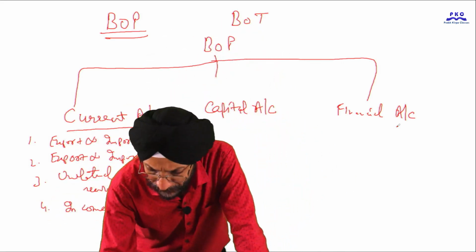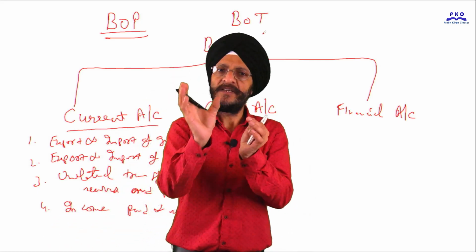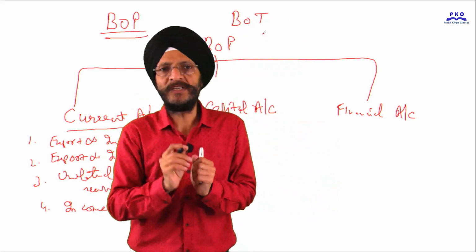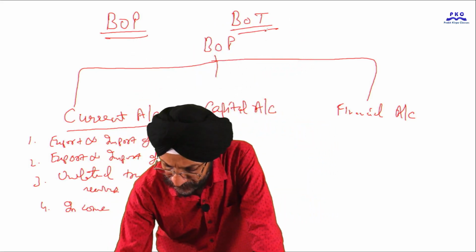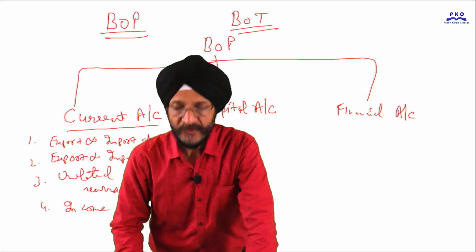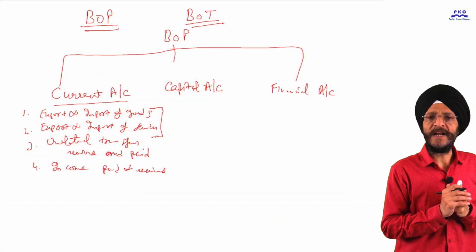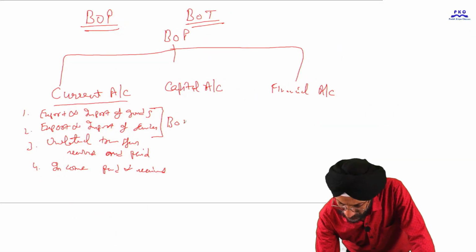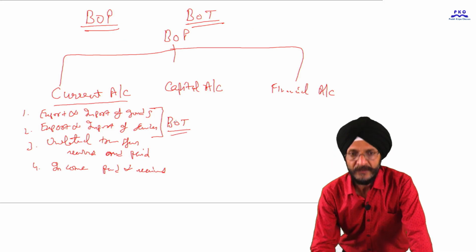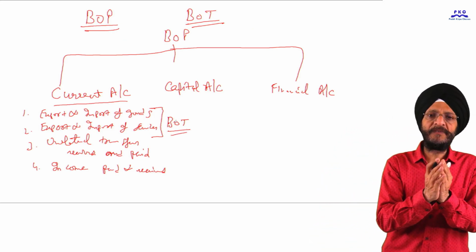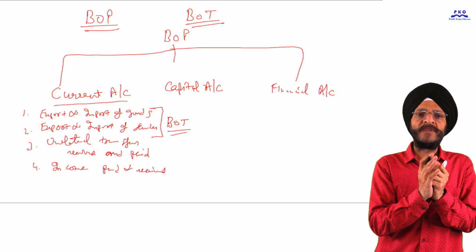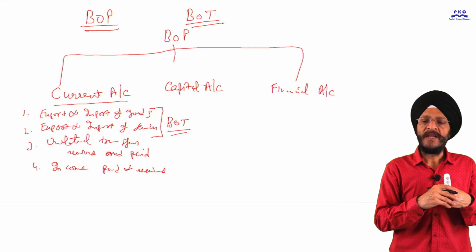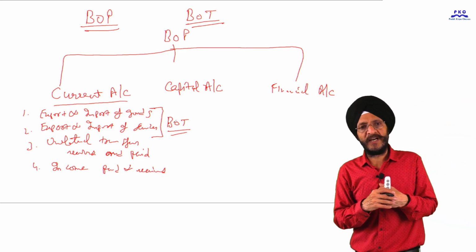Now we concentrate on BOT. Here we have an overview of balance of payment. So when we are talking about balance of trade, these two items, export and import of goods and services, pertain to balance of trade. Balance of trade means the difference between the value of exports of goods and services and import of goods and services.